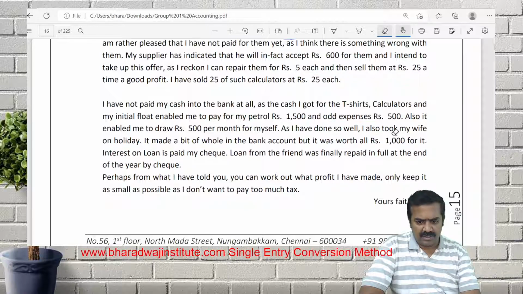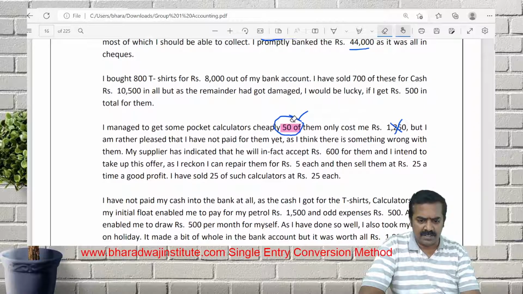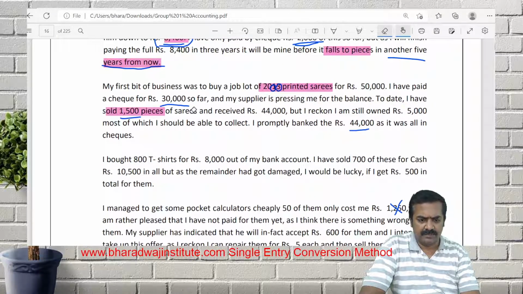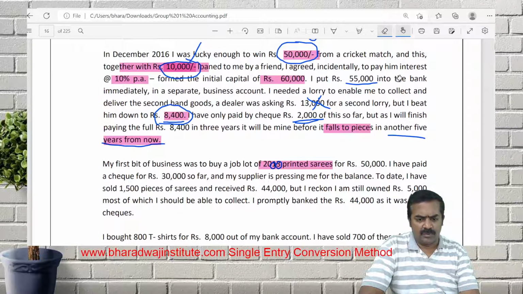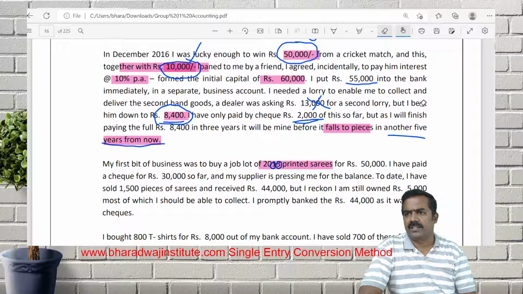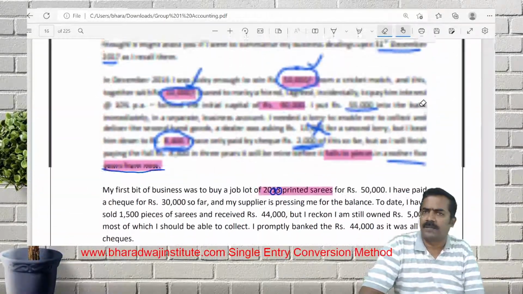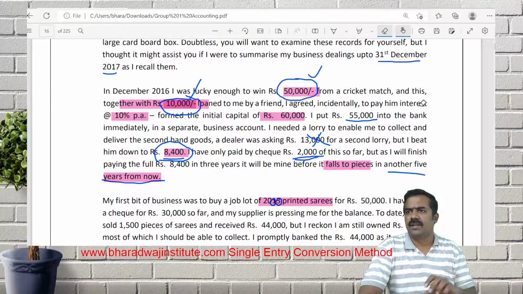So 3 types of business. One is which business? Sari business. Then t-shirts business. Then calculator business. Then of course details about lorry etc. given. So if you look at it as a question, it looks like a paragraph. But if you break it down into financial items, only 4 or 5 items are there. We can easily close it.